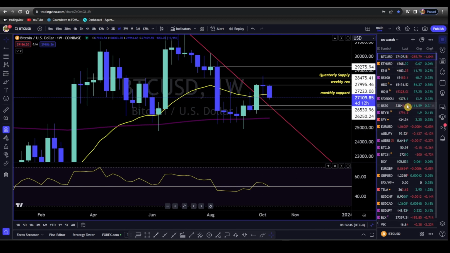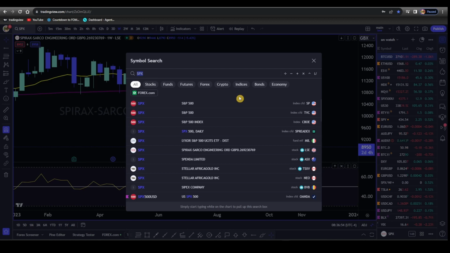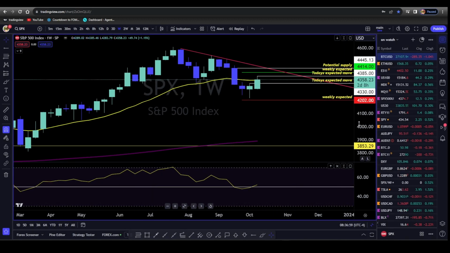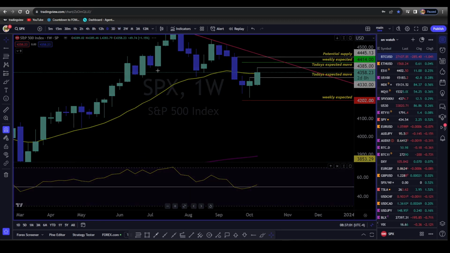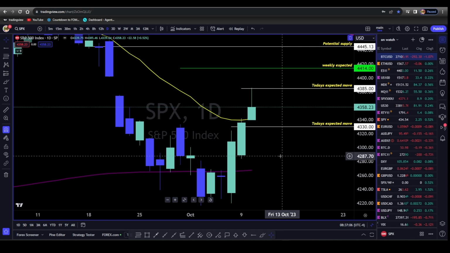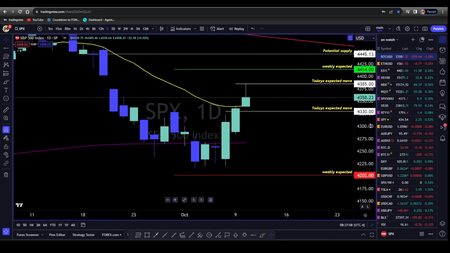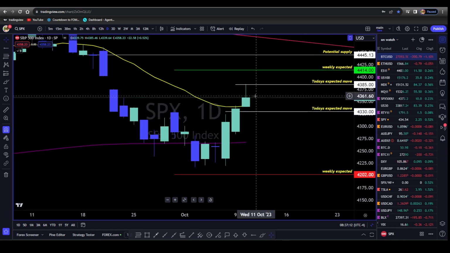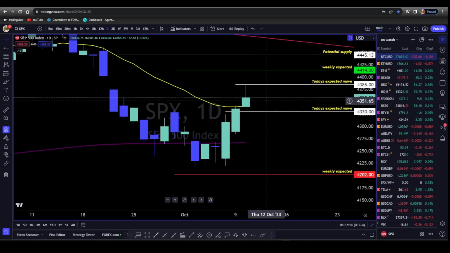Moving on to the S&P 500. I don't know why it does that, but that is not the S&P 500. Here we go. All right, on the weekly time frame. We don't need it on the weekly time frame. We need it on the daily time frame. Here we go. On the daily, you are testing the 50 on the RSI from underneath price. Today's new expected move on the SPX. This candle has not opened yet.